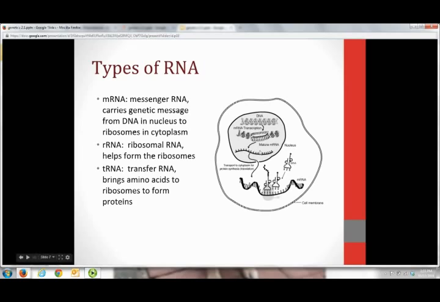So here we can see the mRNA being formed and being sent out to the cytoplasm, and here you have a ribosome in the cytoplasm reading that. Here you have a tRNA that's going to bring the amino acid in to form the polypeptide chain.